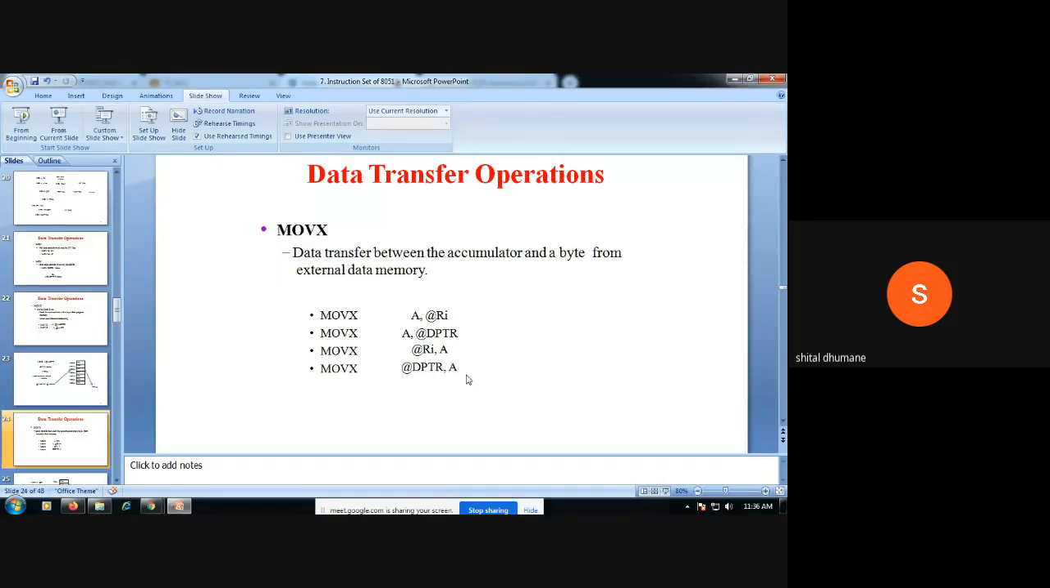So here, instead of internal memory, you have to consider only the external memory.